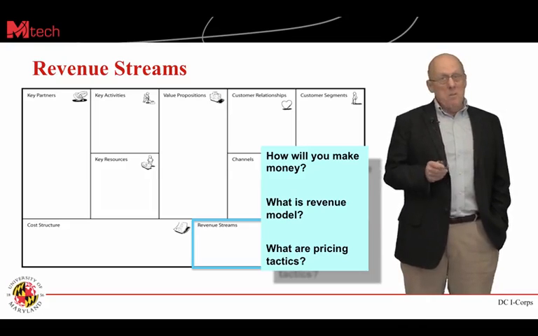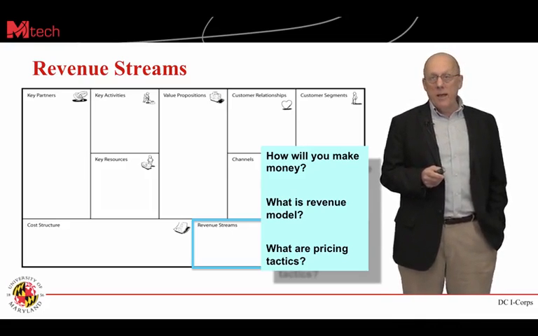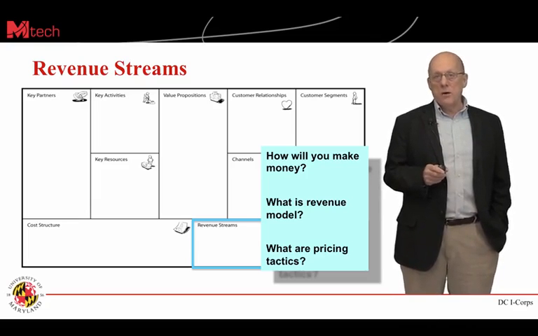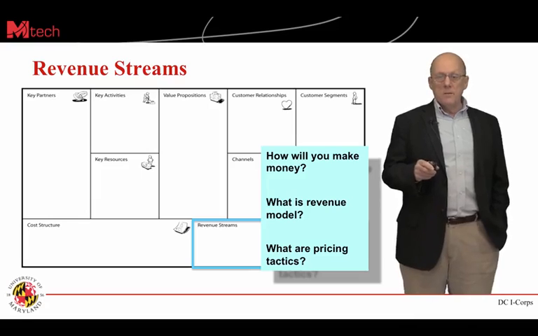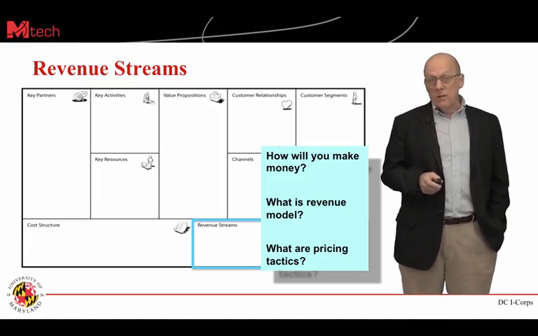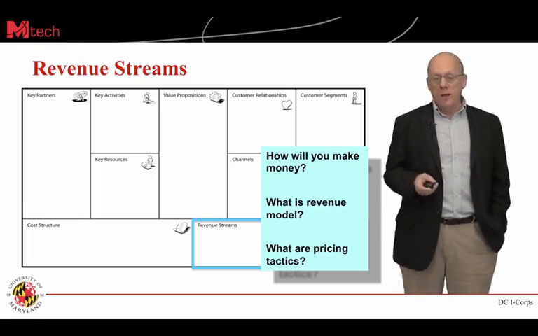Revenue streams, very important to a business. How are you going to make money? Who's going to pay? How are they going to pay? This is not how much they are going to pay, although it's related to how much they are going to pay. It's the model for who's going to pay and in what form they're going to pay. And then pricing, how much you charge them, is a tactic that goes off of that.